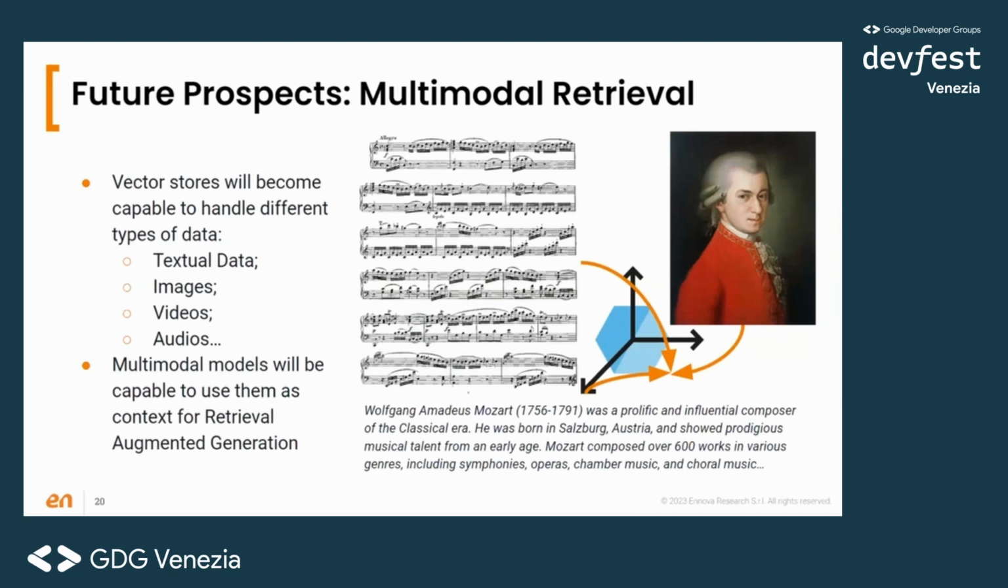Okay, that's the end, and we close with the future prospects. For now, we talked about textual documents, textual information, strings, but right now there are some models being developed that allow us to create a vector store embedding both strings and multimedia data using the same embedder. So they end up in the same vector space, and with a retrieval from the vector store, you can get either a snippet of text or an image that closely resembles the user query.